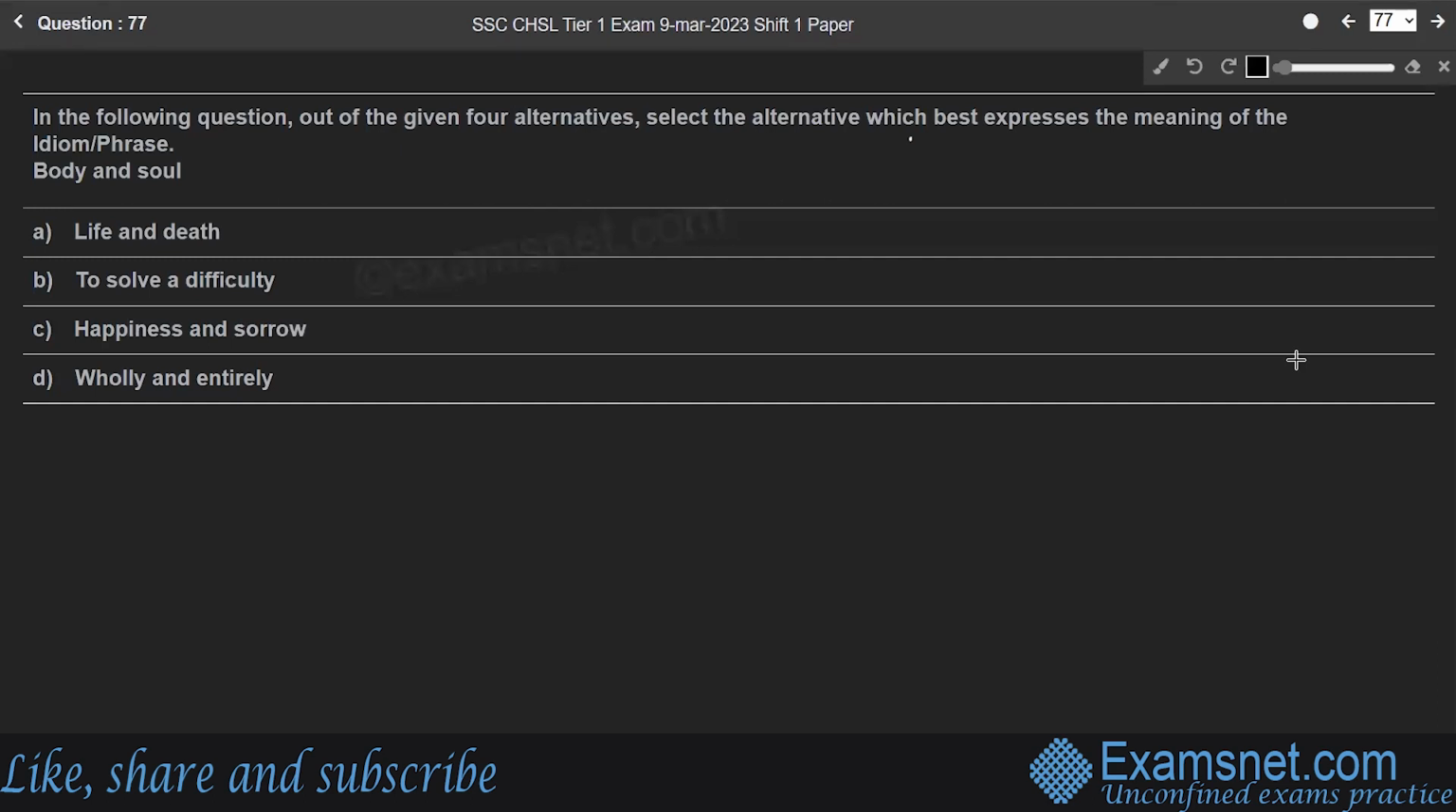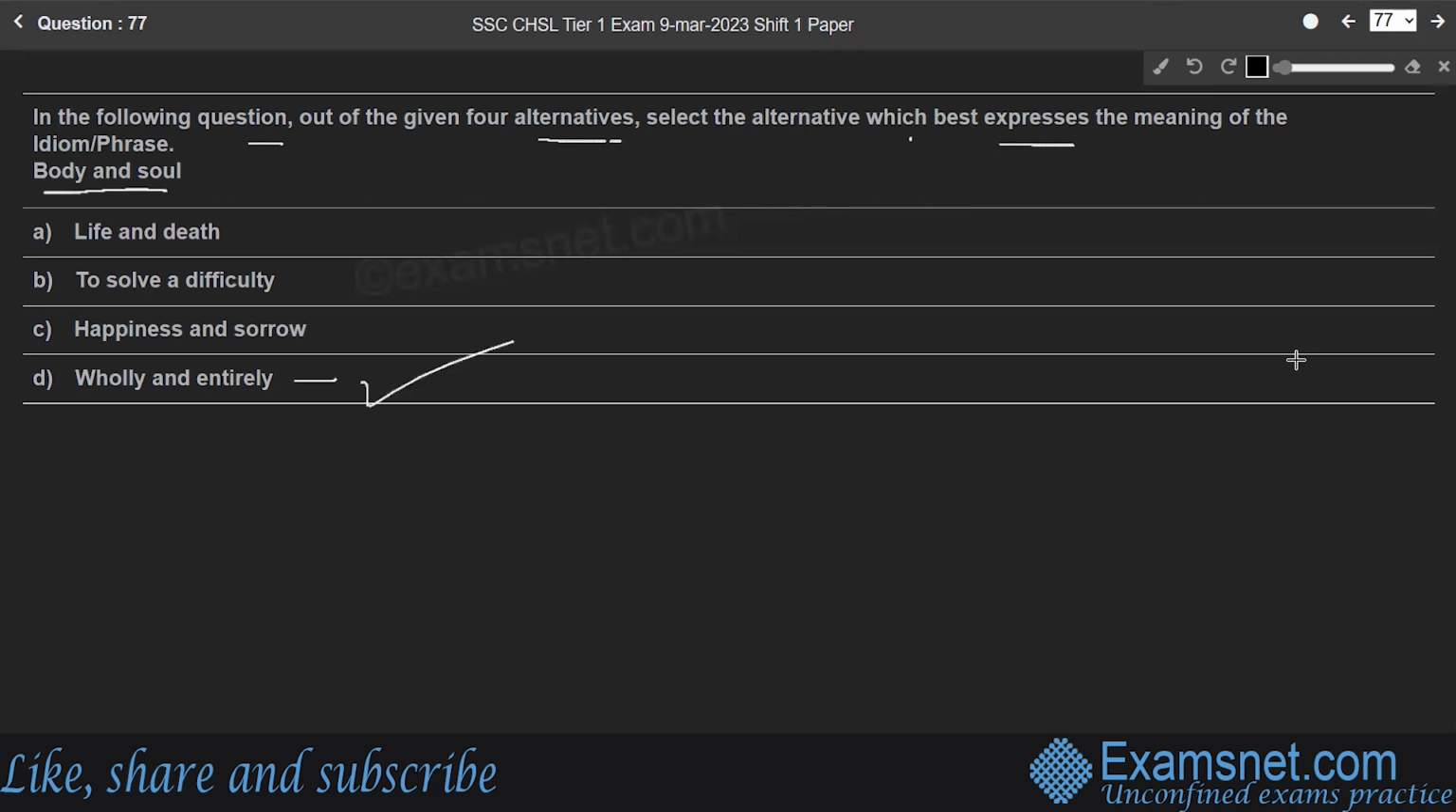Question 77. In the following question, out of the given 4 alternatives, select the alternative which best expresses the meaning of the idiom or phrase. Here, body and soul. It refers to the entirety of a person, both their physical and spiritual being. It means to be completely devoted or dedicated to something. So here, option D, wholly and entirely. So it is the best alternative that expresses the same meaning, right? Therefore, option D is the right answer.